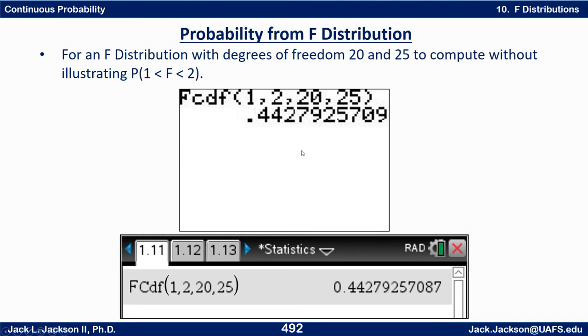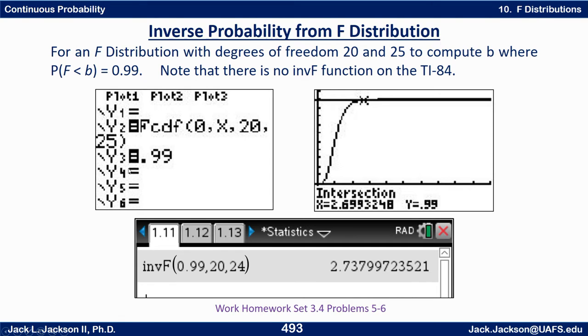For this unit, I will be telling you the degrees of freedom that you're going to need for the chi-squares, the F's, and the T's. Later on, we may need to figure out what those are in context of other problems, next unit. For an F distribution with degrees of freedom 20 and 25, compute B, where the probability that F is less than B is 0.99.